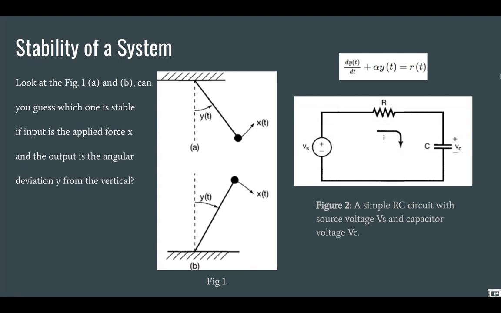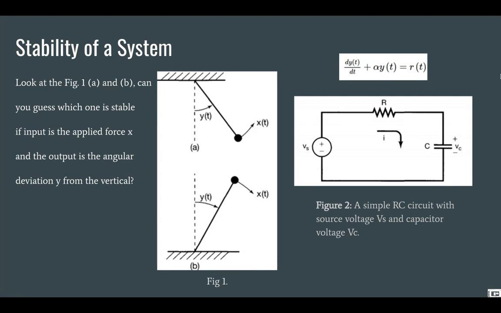Now let's consider that figure 1a and b are pendulums. Gravity applies a restoring force that tends to return the pendulum to the vertical position, and frictional losses due to drag tend to slow them down. Consequently, if a small force x is applied, the resulting deflection from the vertical will be small.